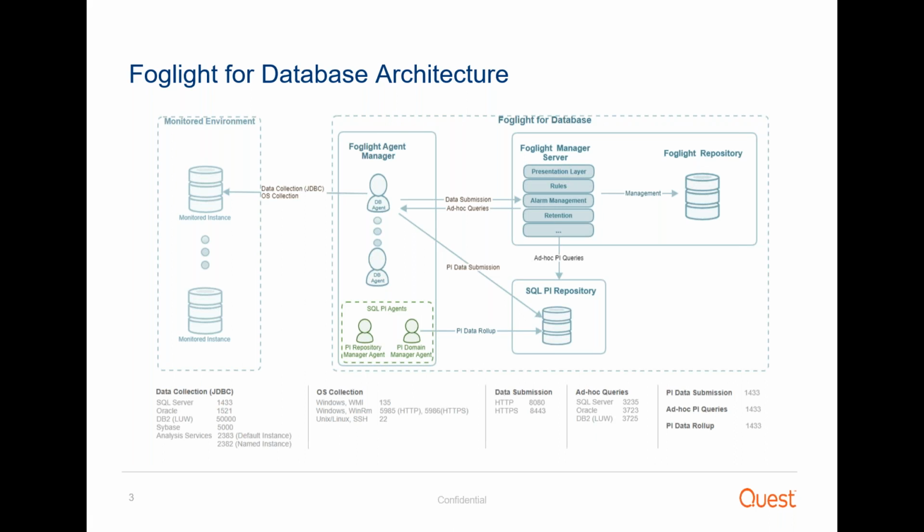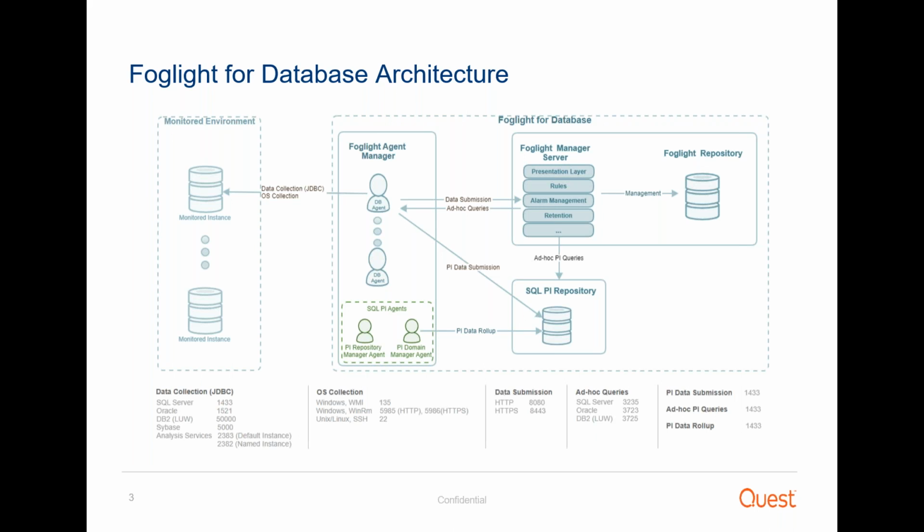Foglight is agentless. That is to say, there are no agents running on the database servers. We run an agent manager either on the Foglight management server or elsewhere closer to the database servers, but not on the servers. The number of agent managers depends on the number of instances being monitored, so there's a scale such that you have so many agents per agent manager.